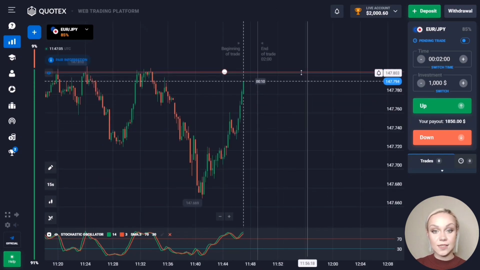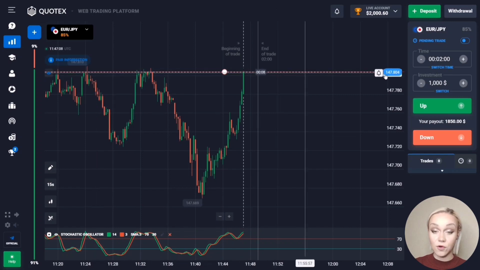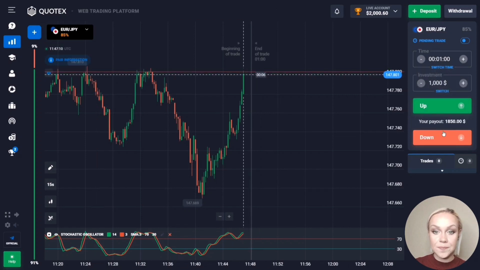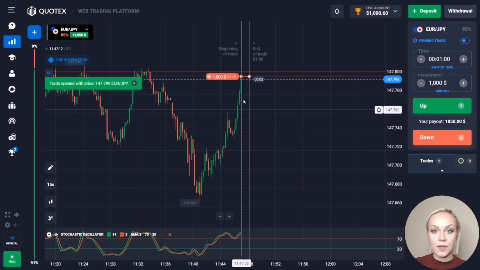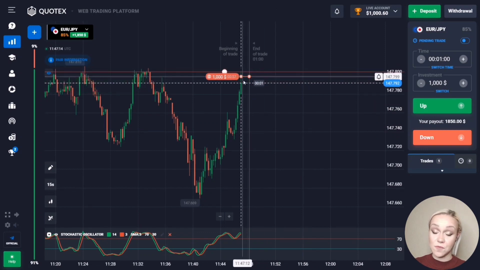Here we have the level of resistance. Here I propose to open a 1 minute trade for a fall. It's more likely that there will be a downward pullback from the level and some kind of corrective movement.